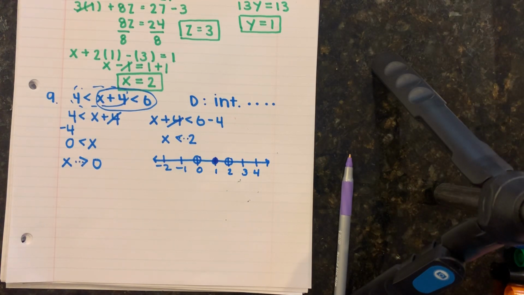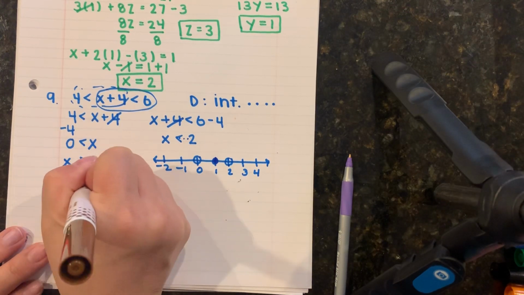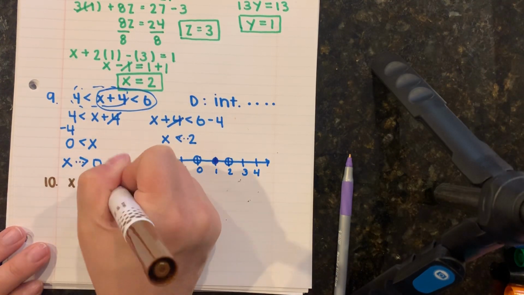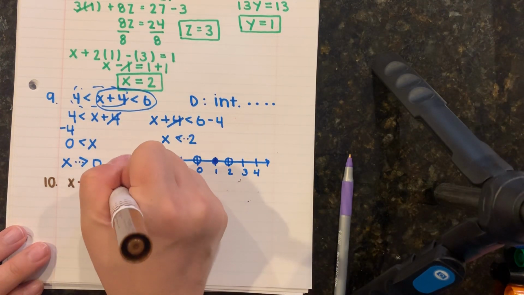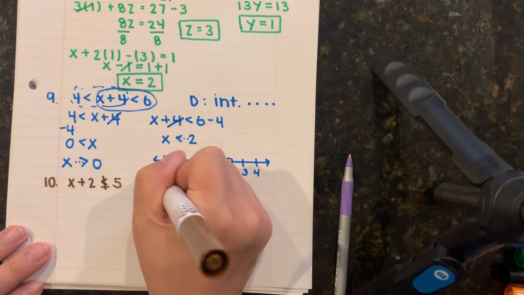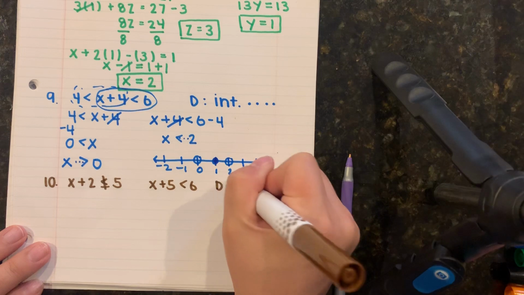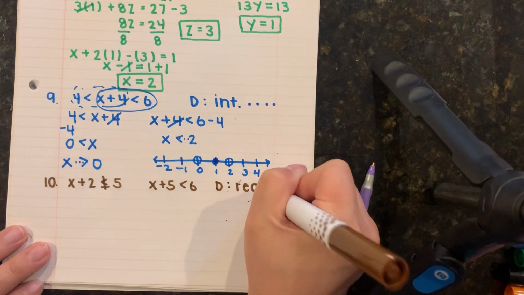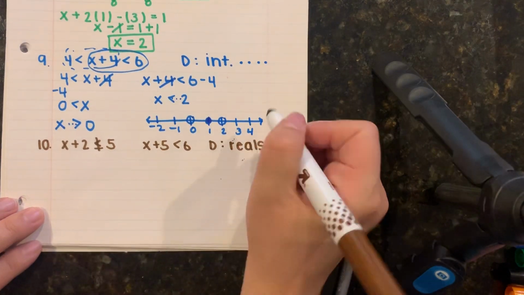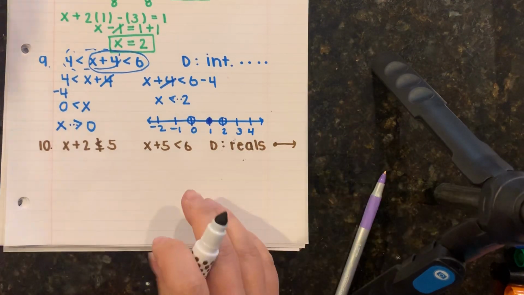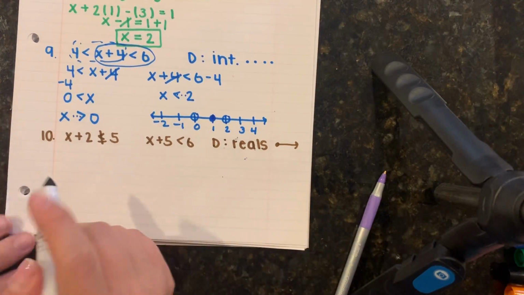Okay, moving on, we're going to look at number 10. So if x plus 2 is not less than or equal to 5, and x plus 5 is less than 6, our domain is reals. So as a review, integers are the points on the number line. Reals is going to be a dot with an arrow. But we need to start by dealing with our two inequalities.